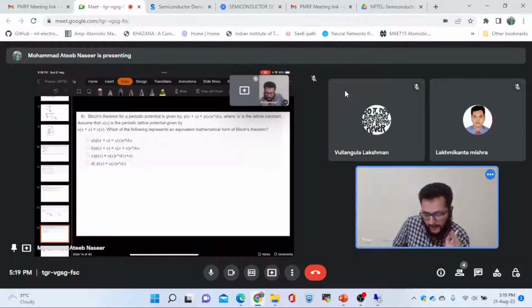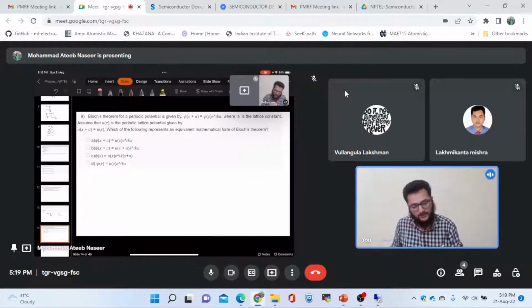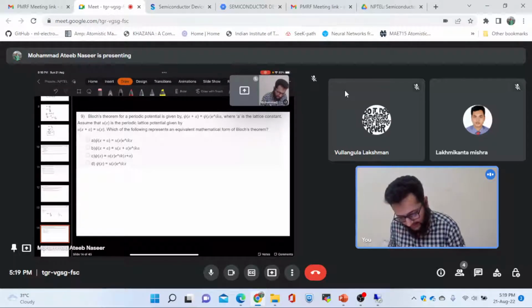exponential of iota Ka. So simply we have been given that there is some periodic potential u of x and u of x plus a is equal to u of x. So we have to get some equivalent form of this Bloch's theorem. This basically is simple. We will just take the options and try to solve them. And let us take directly the option D, as we know that it has the general form of this.